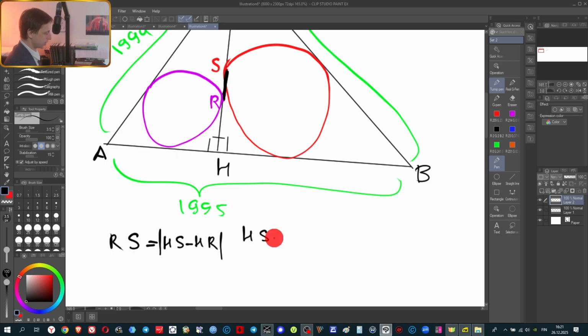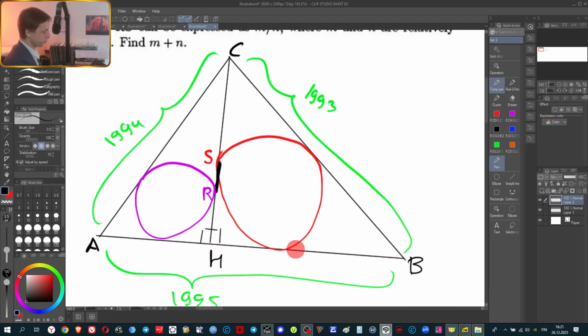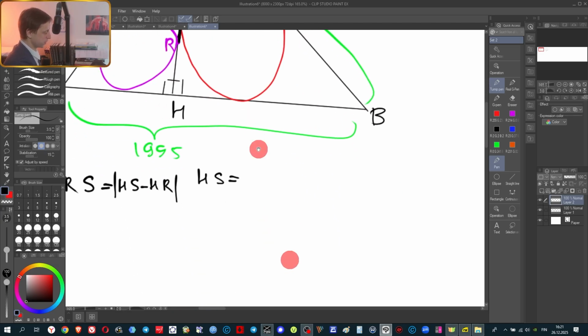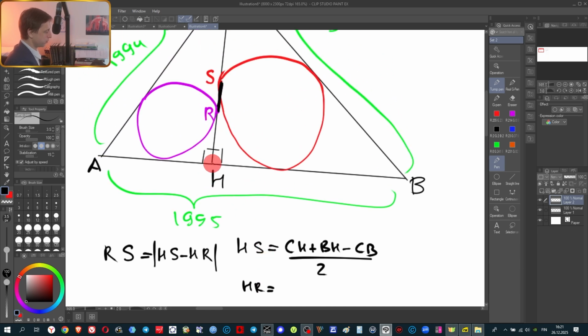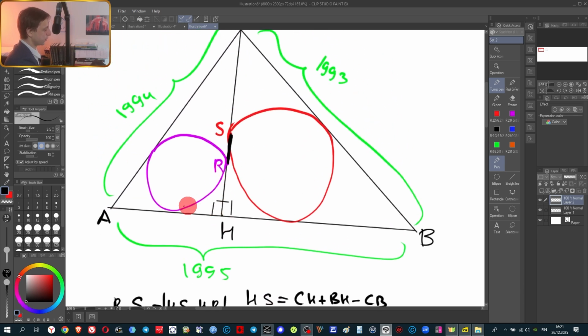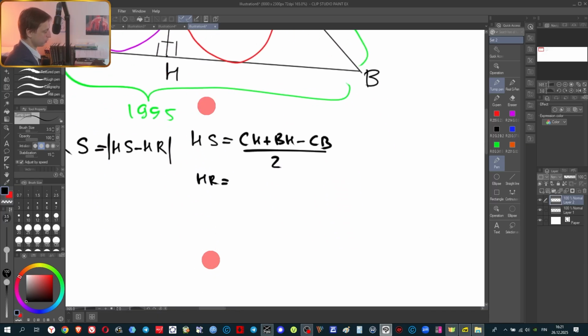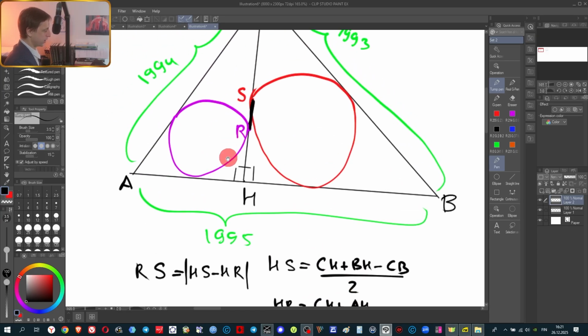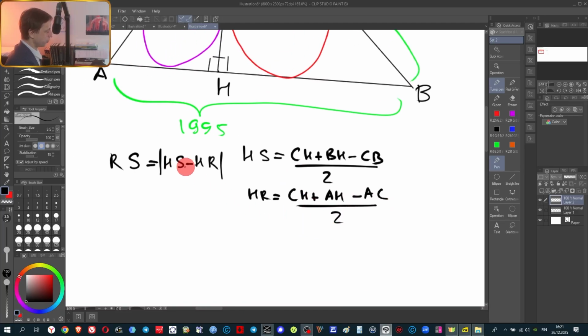So we will consider the absolute value of this difference. Let's write HS from this triangle. HS equals CH plus BH minus CB, so CH plus BH minus CB over 2. Perfect. And HR is the segment from the vertex to the point of tangency in the other triangle, and again it equals HC plus AH minus AC over 2. So CH plus AH minus AC over 2.